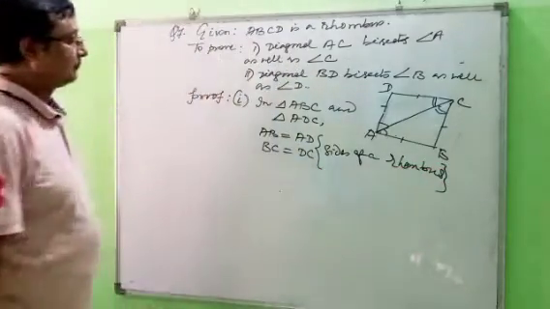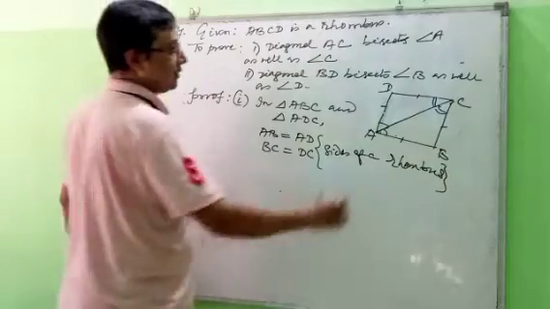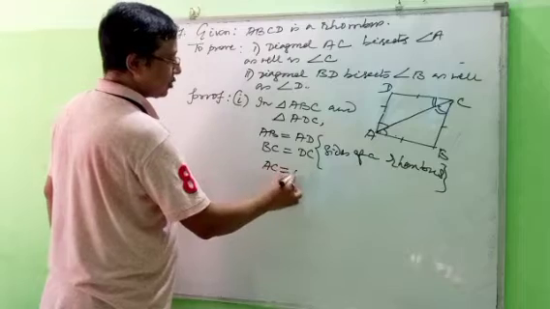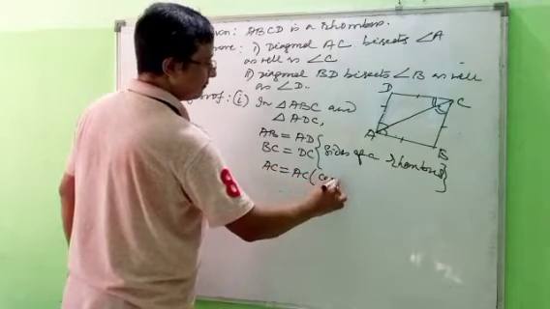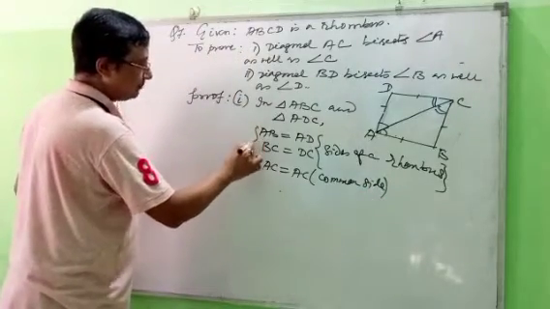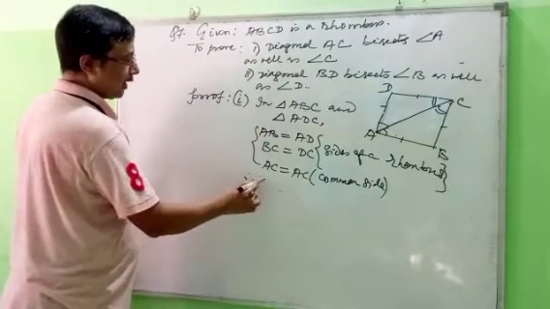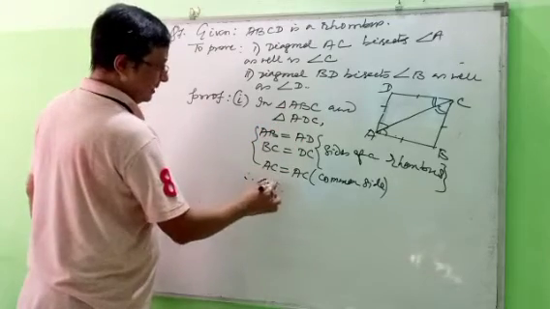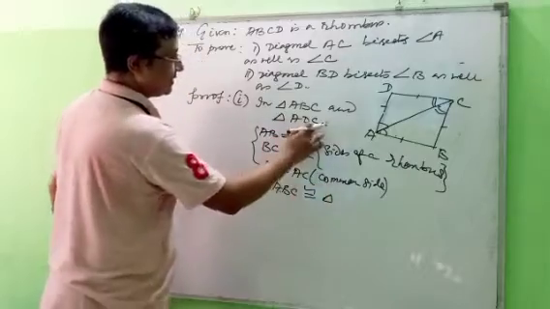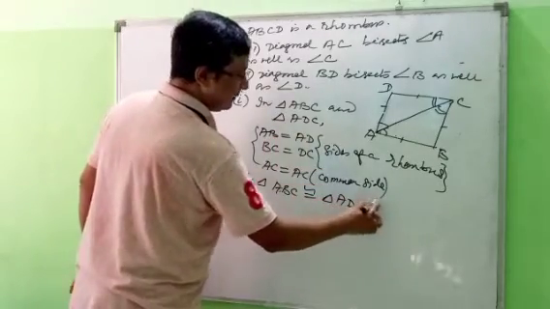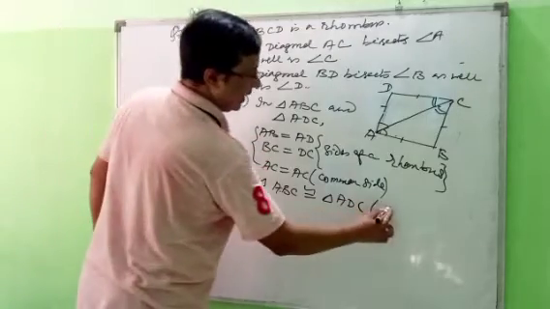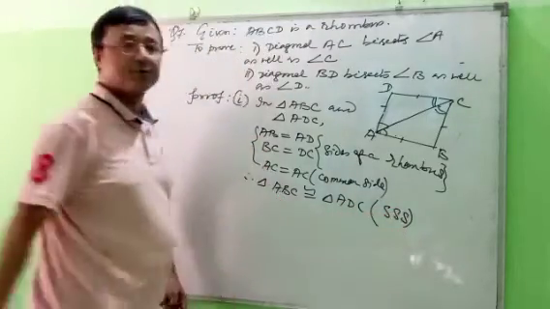Rhombus. Then you got one more. Here the side AC is the common side. So AC equals AC. This is the common side. So you have got the three conditions. Therefore, triangle ABC is congruent to triangle ADC by SSS, side, side, side.